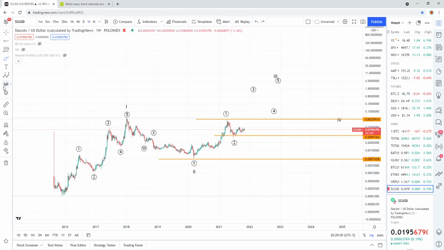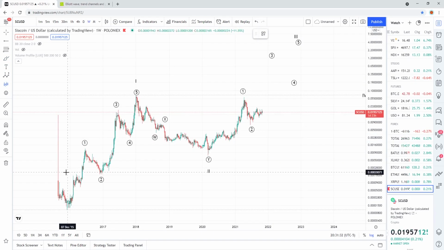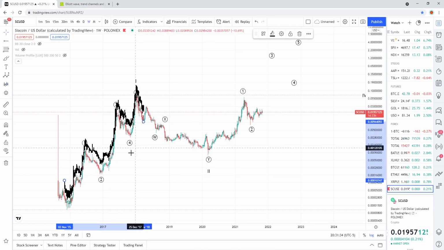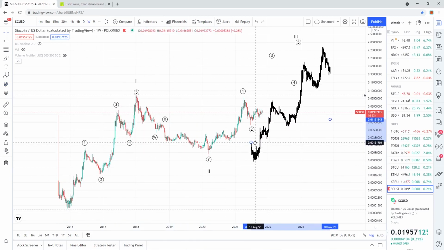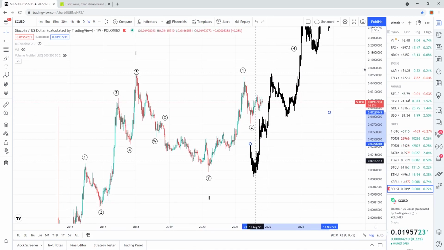But now that I take a closer look at it, I believe that it's following more of what it did back in this area right down here, and I think that we are just at the start of a very massive move. So if you take the fractal from the start of 2015 and place it over what Siacoin is doing right now in primary wave 1, you could see that it went up to this resistance level.